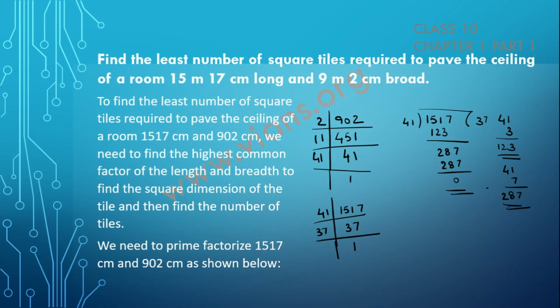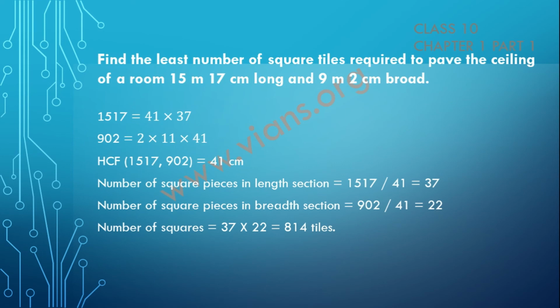902 into 11, and this is how it's been divided, and you see it's the same solution that we're getting, and as we go forward we get 814 tiles. So that gives us a solution to this problem.